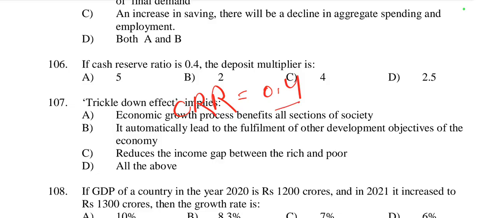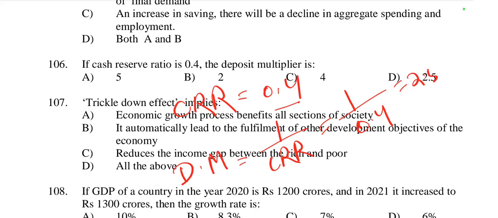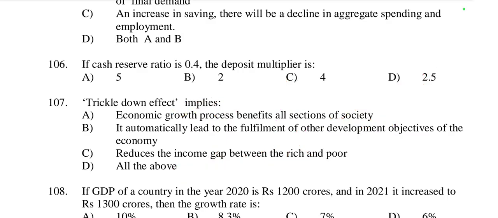Then the deposit multiplier. The deposit multiplier formula is equal to 1 by cash reserve ratio. So we put the value of CRR equal to 0.4. So 1 by 0.4 is equal to 2.5. Its value is 2.5, and 2.5 is in option number D. So your right option is option number D.